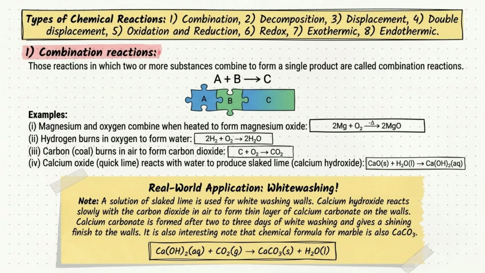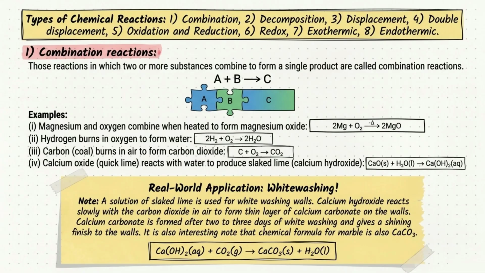Number 4 has a massive real-world application. Calcium oxide, which is commonly called quicklime, reacts with water to produce slaked lime, which is calcium hydroxide. The equation is CaO solid plus H2O liquid yields Ca(OH)2 aqueous. This specific reaction is used for whitewashing buildings. A solution of that slaked lime is painted onto walls.